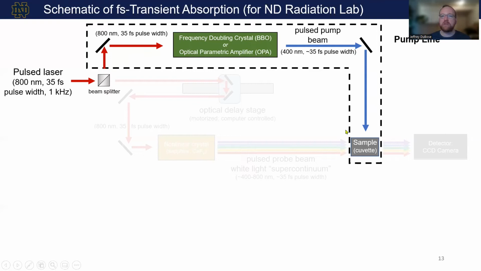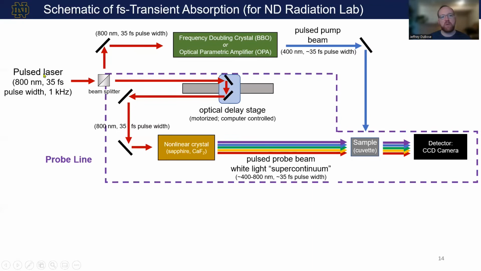Again, it's relatively simple compared to now if we look at the probe line. From the same pulsed laser, some of it went up here, the rest of it for the probe line is going to pass through, and it's going to hit these series of mirrors, which are on what's called an optical delay stage. We'll talk more about why this is important, but essentially it's a motorized and computer-controlled stage that can push these mirrors back and forth. But again, we'll talk about why that's important in a sec.